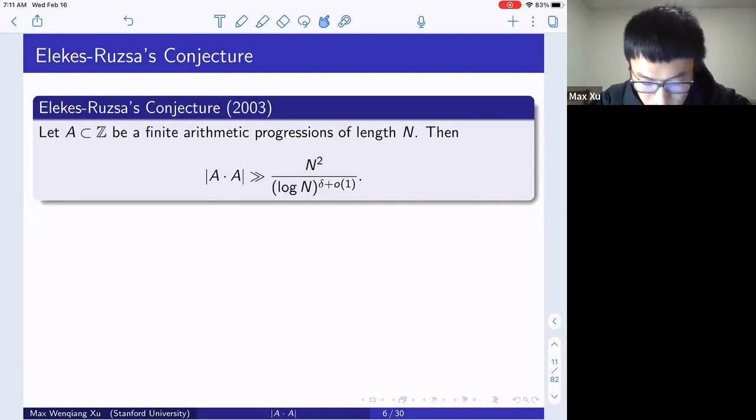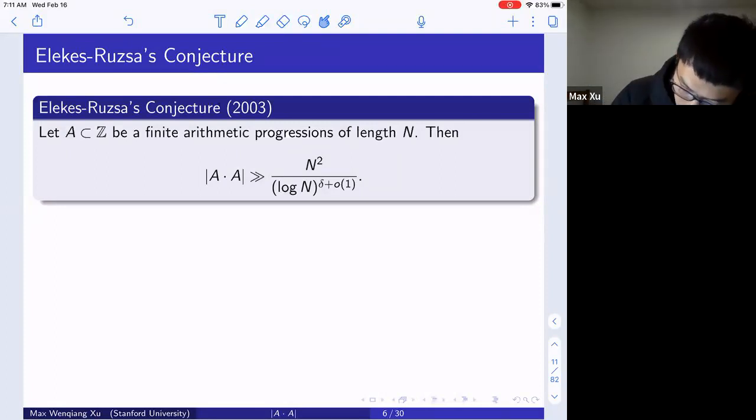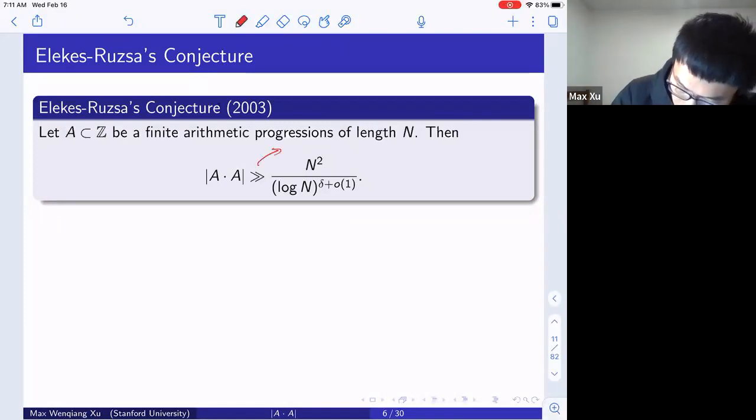Basically, they conjectured that A dot A has size at least n squared over (log n) to the delta plus little o(1). Here this quantity again, maybe I should write, also means up to a constant. At least.